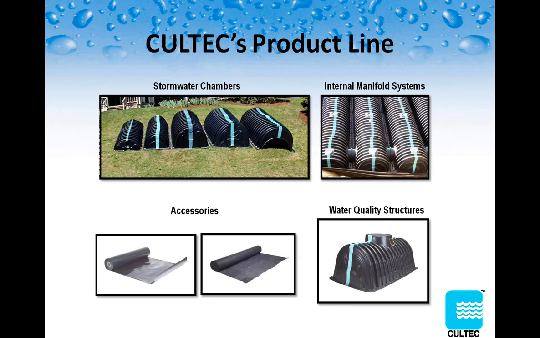To the right are our feed connectors that are utilized for an internal manifold. Then we have our accessories, such as our polyethylene liner, which would be laid underneath the manifold system, and our geotextile filter fabric, which surrounds our system to keep soil from intruding into the stone. And then we also have our water quality structure that's utilized for maintenance of our systems.